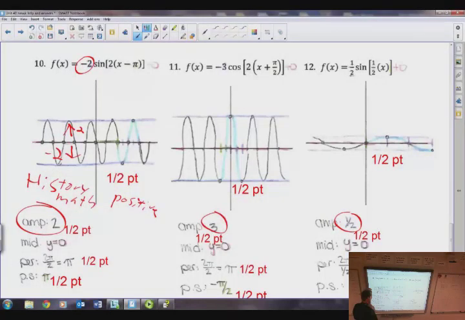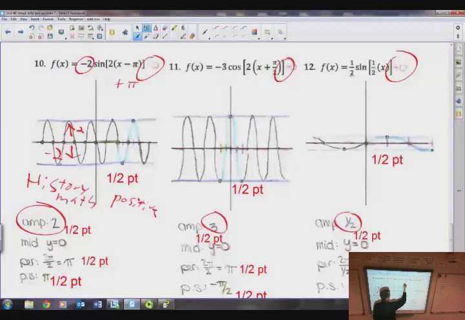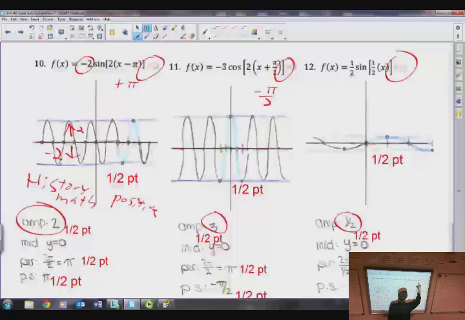The midline is at 0. Good. Midline here is also 0. Midline here is also 0 on all 3 of them. The period is pi. The phase shift is just positive pi now. Remember, it's going to be a positive pi, the opposite sign. This is going to be a negative pi over 2. And then this one, I don't think there is a phase shift, is there? Let's take a look. So the phase shift is just 0.